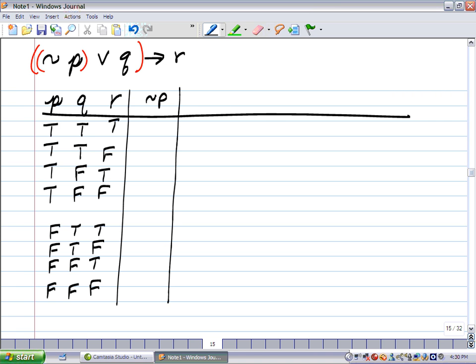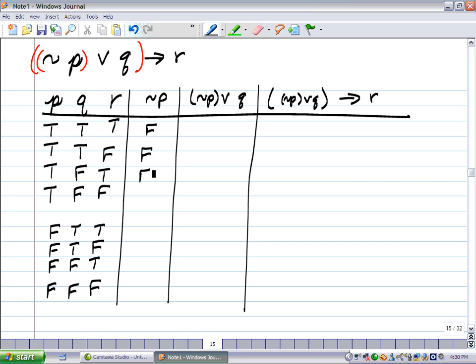Then next, I move out to the next level, not P or Q. So this is an or, a disjunction. And then the final one, not P or Q implies R. So that's a conditional, or implication. So first of all, I've got to do the opposite of the P's. So the opposite of all these trues is false. And the opposite of all these falses is true.